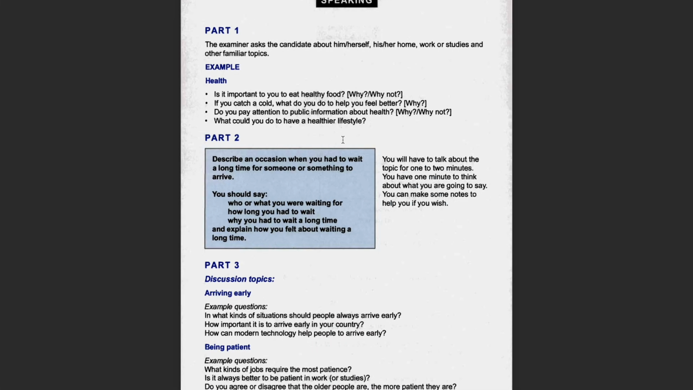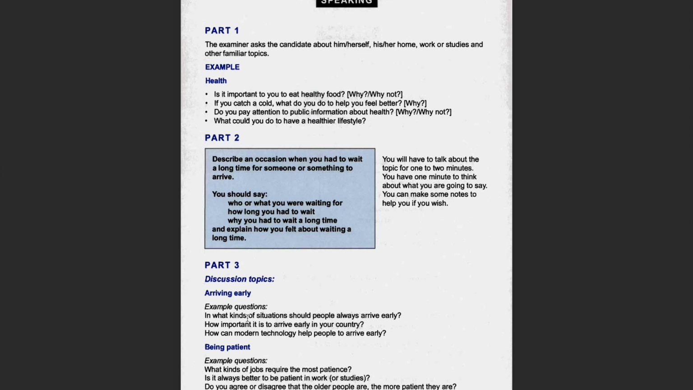Anyways, these are the examples I have in the folder of IELTS that I have. So in part 1, the examiner asked the candidate about himself, the introduction and stuff. And in part 2, they're going to give you this block. They're going to tell you to write something about it. So they're asking about an occasion when you had to wait a long time for someone or something to arrive. So now you know in topic number 3, they're going to ask you questions about how time is important. Should you arrive early? Should you arrive late? Should you be patient and stuff like that.